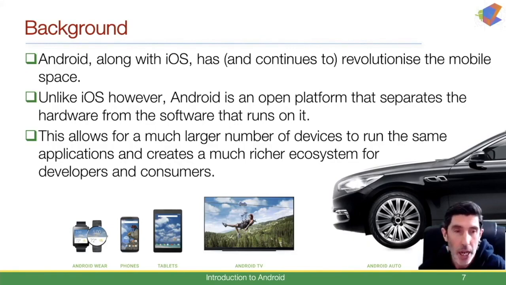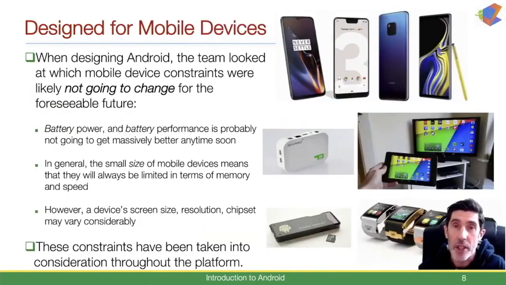A little bit more on it: it's designed for mobile devices. When designing Android, the team looked at which mobile device constraints were likely not going to change for the foreseeable future. Things like battery performance, which is not going to get massively bigger anytime soon. If you're getting more than a day out of your battery, you're doing very well. In general, the small size of those devices means they'll always be limited in terms of memory and speed. Compare the memory you would have in a laptop versus your phone. But that is changing with some of the later phones. The amount of RAM is starting to increase and is nearly comparable with what laptops would have had maybe 10 years ago. Now, however, a device's screen size, its resolution, and its chipset may vary considerably.